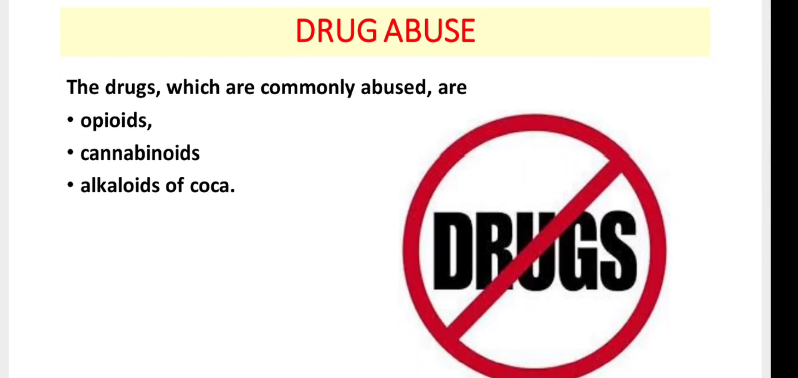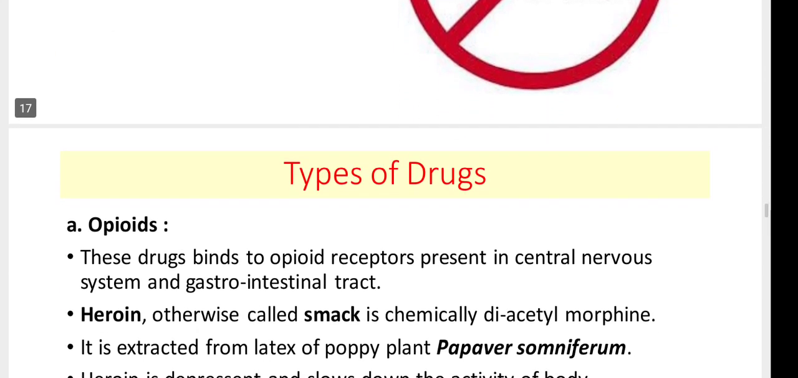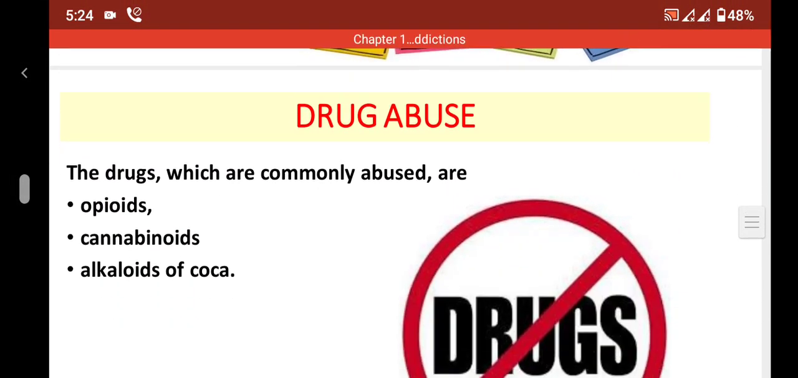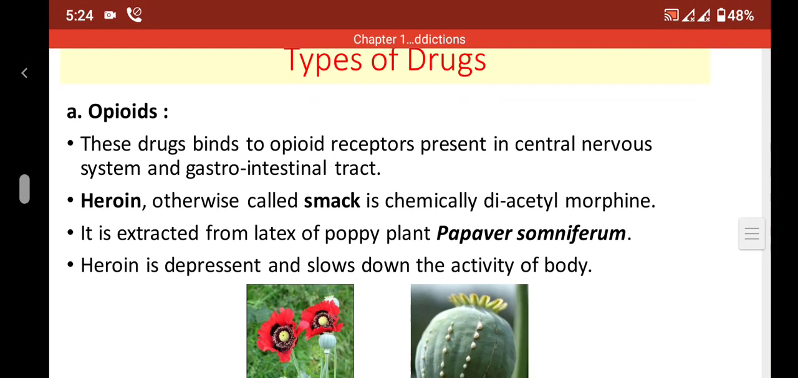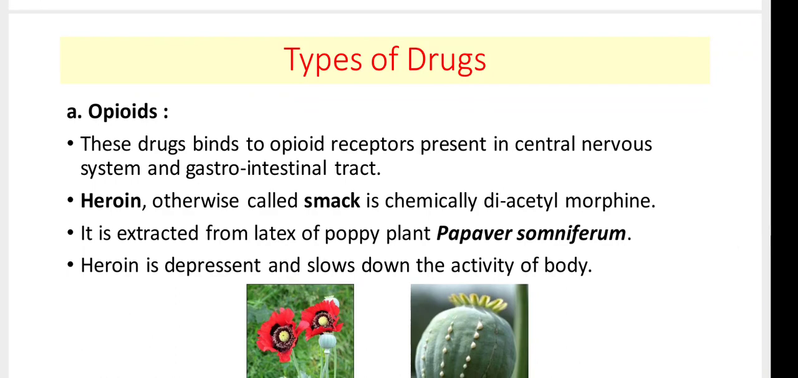Drug abuse: we are well aware of the different rave parties. Actually, college students just become a victim of different drugs, like opioids, cannabinoids, alkaloids, cocaines, and finally these kinds of drugs are very harmful for our health. Among the types of drugs, opioids.